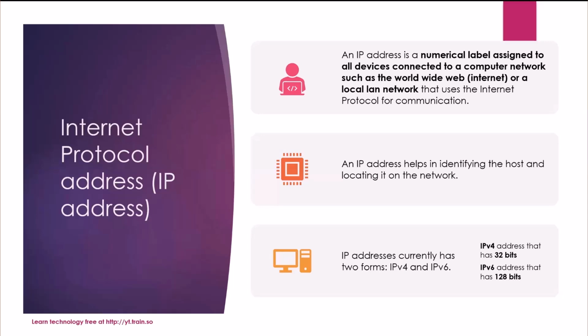Today, IP address currently has two forms. One is IPv4 and one is IPv6. So IPv4 addresses are of 32 bits and IPv6 addresses are of 128 bits. Initially, there was only IPv4 and it consisted of just 32 bits. Because of that, we came to a situation where there won't be enough IP addresses for all our needs.